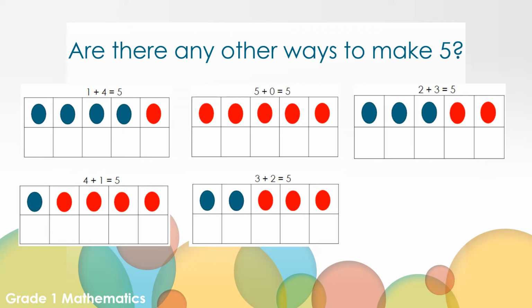I wonder if we made all the ways to make 5. 1 plus 4 equals 5. 4 plus 1 equals 5. 5 plus 0 equals 5. 3 plus 2 equals 5. 2 plus 3 equals 5. What do you think? Can you write down which one you think we might be missing?